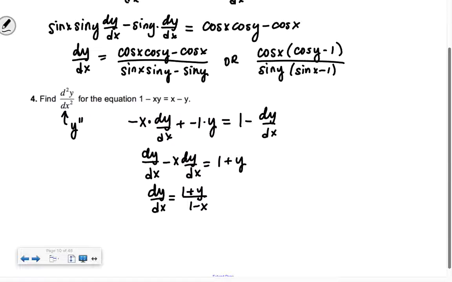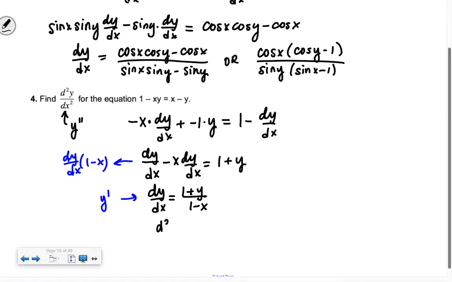Are you guys okay with me doing that as one step? I need to show it. This is really dy over dx times 1 minus x. All right, that's the first derivative. So this is all y prime. Now we do it again.